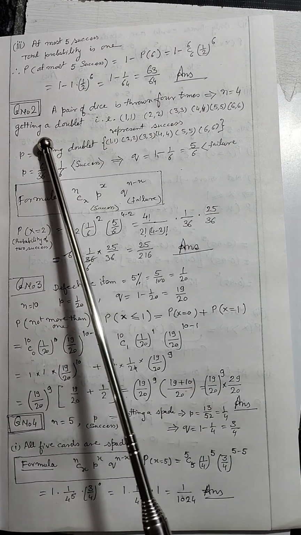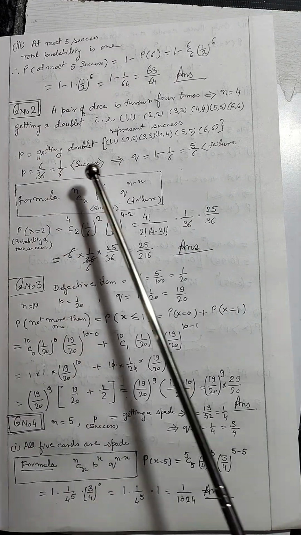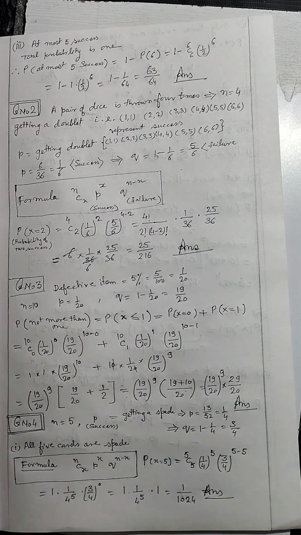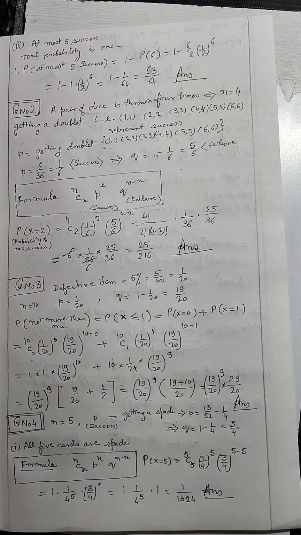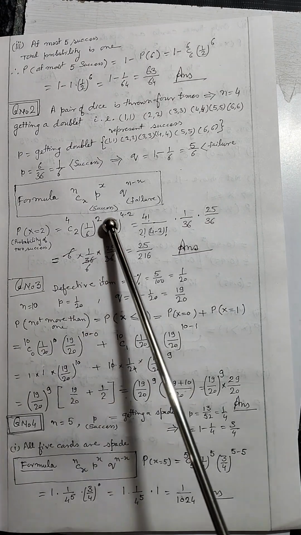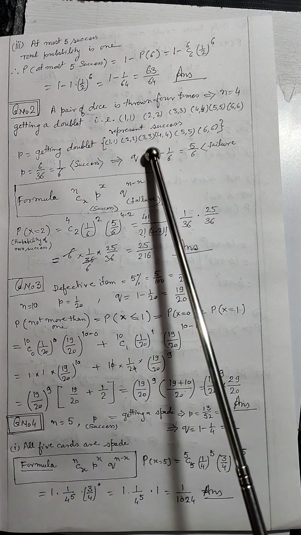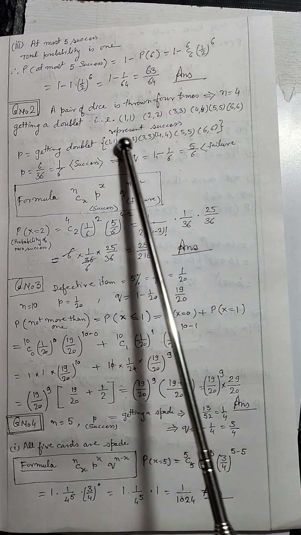Now come to the question number 2. Question number 2 states that a pair of dice is thrown 4 times. If getting a doublet is considered a success, find the probability of 2 success. अब देखिए डबलेट आने का मतलब क्या है, 1 1, 2 2, 3 3, 4 4, these are the doublet.